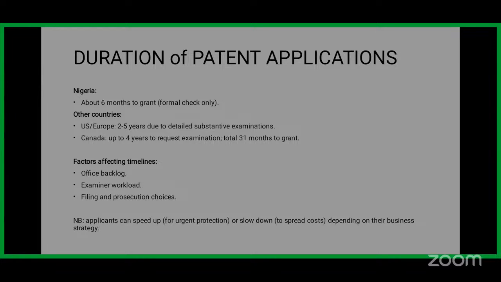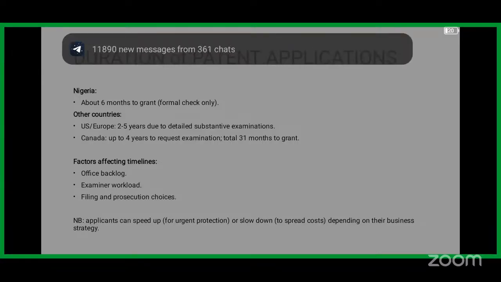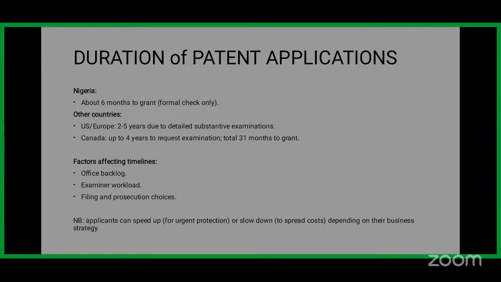So the factors that affect the duration include office backlog, and then examiner workload, filing, and prosecution choices. So the workload in some of these offices affects the duration of filing. And then it's also important to note that the duration of a patent itself, a grant of patent, is usually 20 years, depending on jurisdiction. In Nigeria, it's 20 years. Then, that's for the duration.